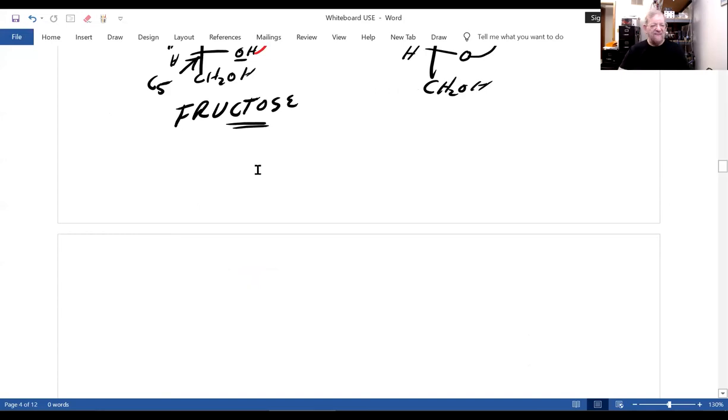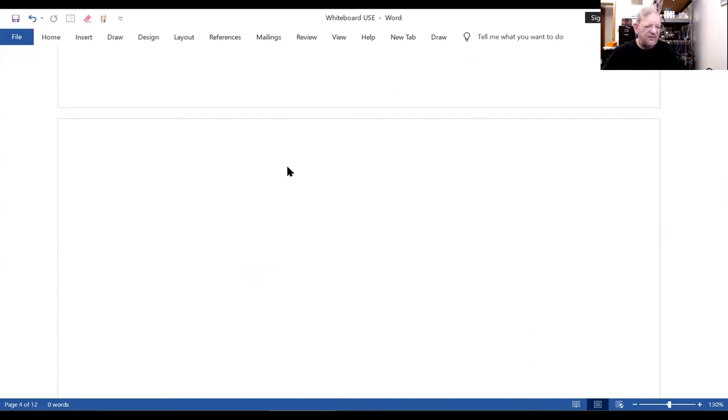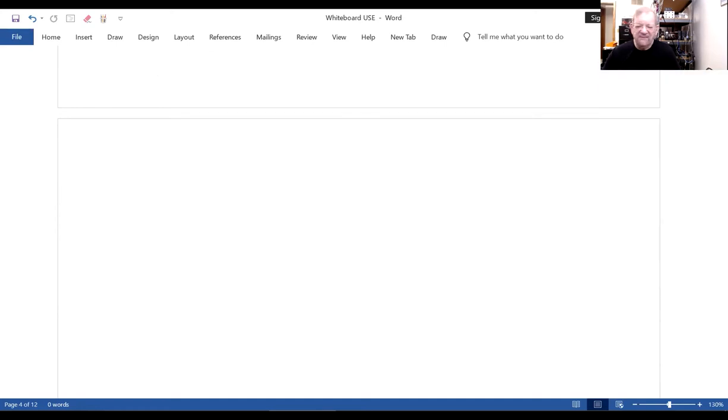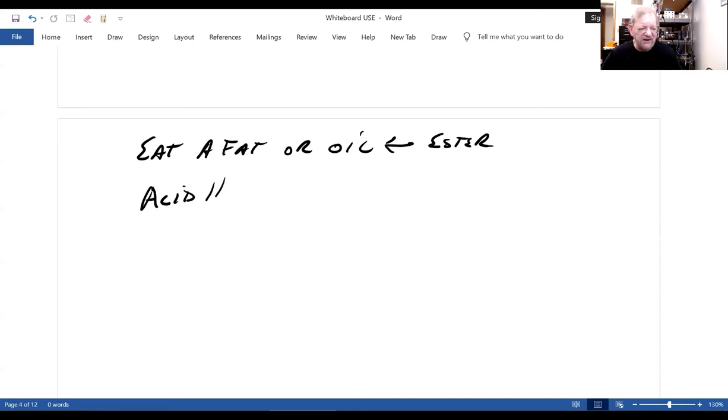And with that, part of the review, let's review again. One, you should know how to describe with words and a general reaction what happens when you eat a fat or oil. What's the functional group in a fat or oil? That's an ester. When you eat it, it goes into your stomach, acid and water, and that's acid hydrolysis of an ester.